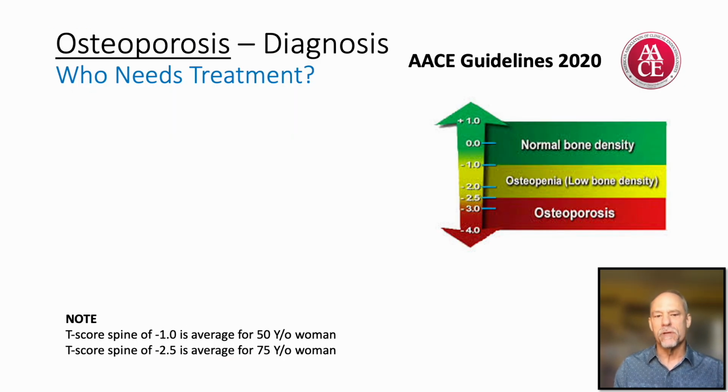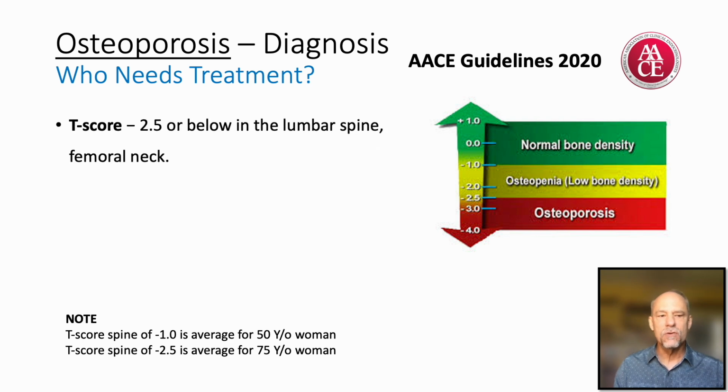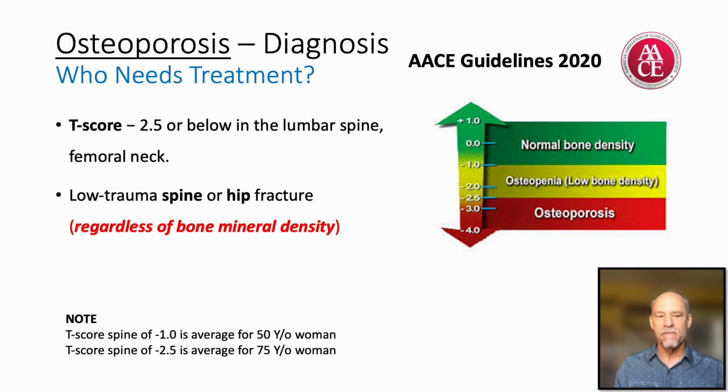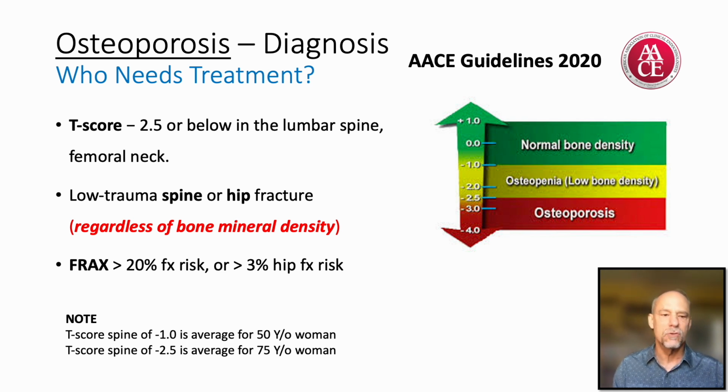Diagnosis. So who needs treatment? If a T-score is -2.5 or below in the lumbar spine or femoral neck, that would be an indication for treatment. If they have a low trauma, that is a fragility fracture of the spine or hip, regardless of the bone mineral density, that meets the diagnostic criteria for osteoporosis, and that would potentially benefit from treatment. And then if the FRAX score, and we'll look at that in a minute, is a greater than 20% risk for any osteoporotic fracture, or a greater than 3% risk of hip fracture based on this tool, I bet many of you use the FRAX tool, that's also an indication.